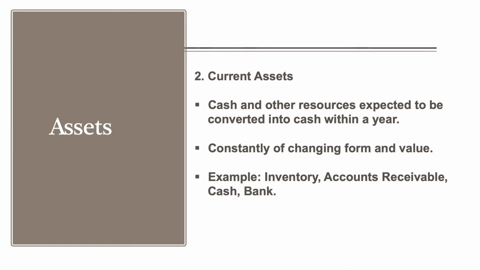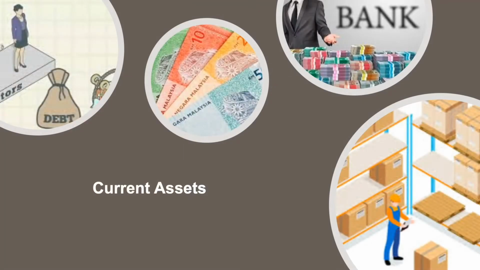Current asset refers to cash and other resources expected to be converted into cash within a year, constantly changing form and value. Ini merupakan aset yang cepat ditukarkan kepada tunai dalam tempoh setahun. Examples: inventory, account receivable, cash, or bank. Here are some pictures. We can see money, the bank. So we go for the later part.